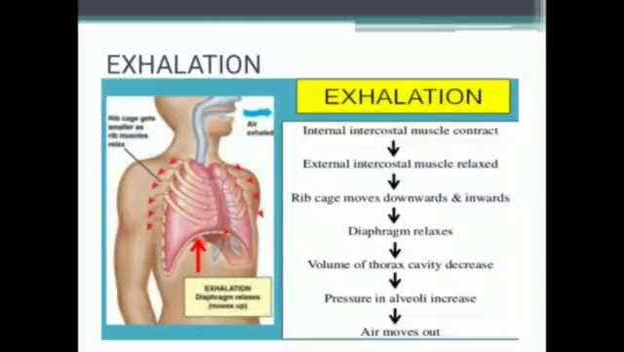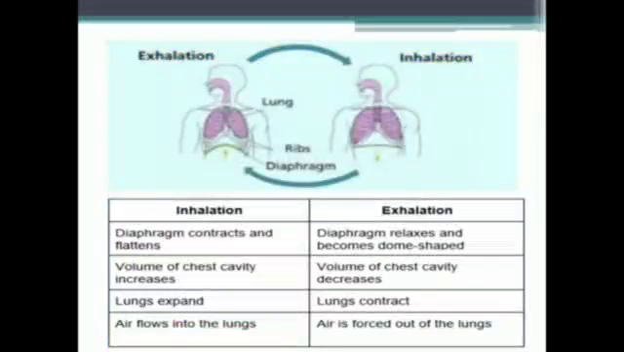Now exhalation is opposite to inhalation. In exhalation, internal intercostal muscles contract, and external intercostal muscles relax. After that, the rib cage moves downward and inward. After that, the diaphragm relaxes, the volume of the thorax cavity decreases, pressure in the alveoli increases, and finally the air moves out. So this way we exhale air.